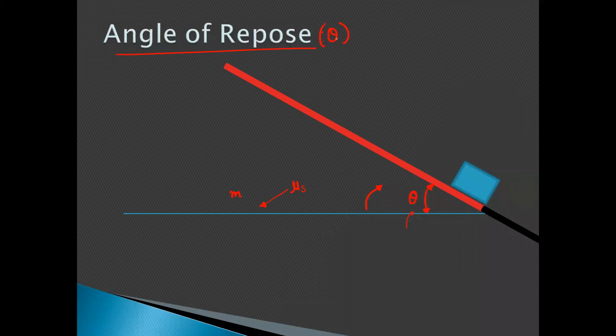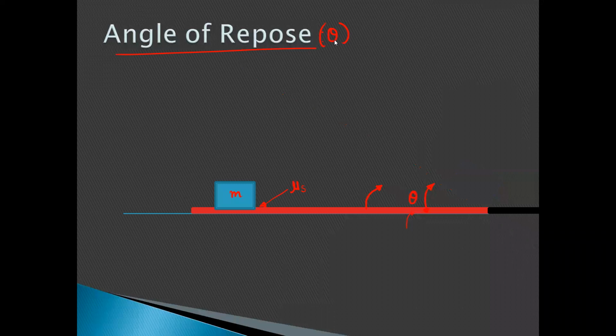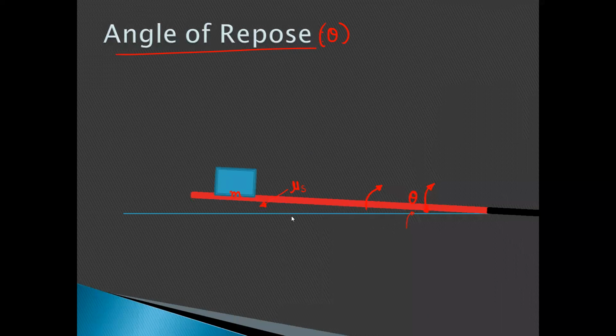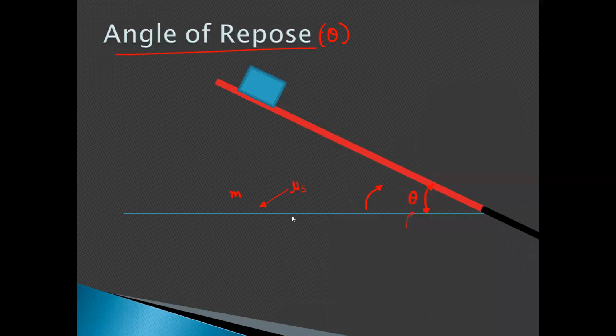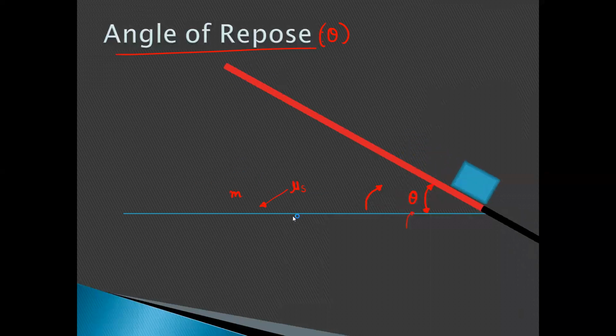Okay, so I hope we have understood the meaning of angle of repose. So again, observe the animation. Initially, the angle of this plane is 0. Okay, we start to increase the angle. At a particular angle, the object starts sliding down. So this angle is nothing but the angle of repose.